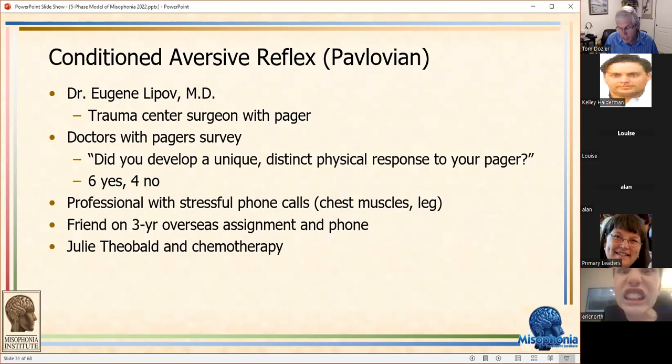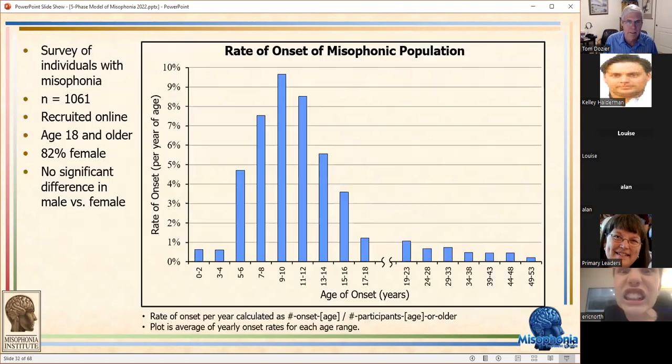Okay, so this is common, and there's no research on this. So if there's anybody out there who wants to do a master's research study on learned reflexes, this is something that is completely undocumented in the psychological or physiological world. Did a brief survey. 6 out of the 10 said they had a physical response to their pager. Have a friend who was a professional who received stressful phone calls, and his chest muscles would tighten. Another one had a sensation on the leg. Anyway, it's everywhere, but it's not documented.